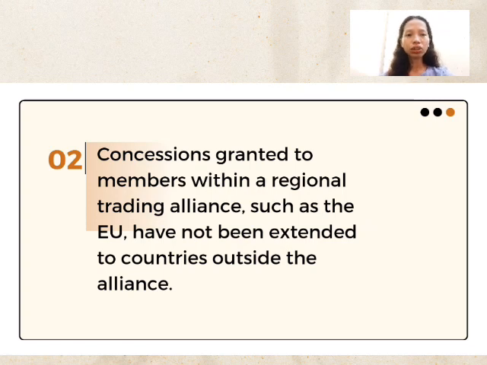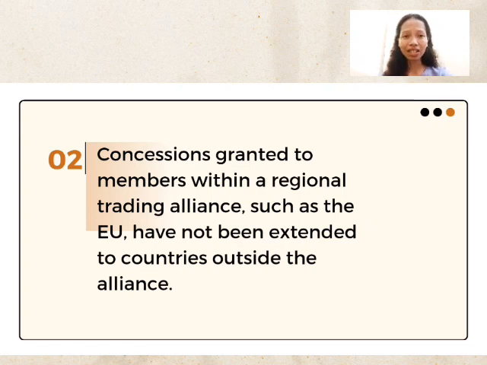The European Union or EU trade agreements are a prime example of a regional trading alliance. It has negotiated numerous trade agreements with its member countries and with external nations and regions. When the EU negotiates a trade agreement with a non-member country or region, the concessions and trade benefits it offers are specific to that agreement. So they do not automatically apply to all other countries.